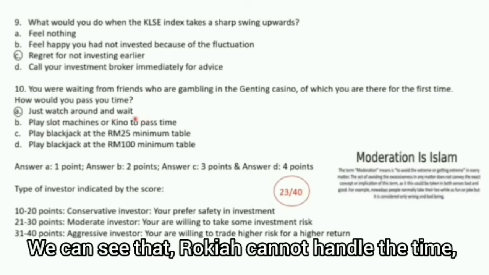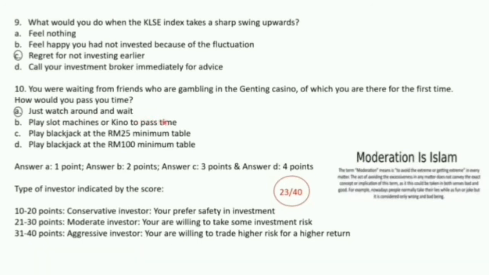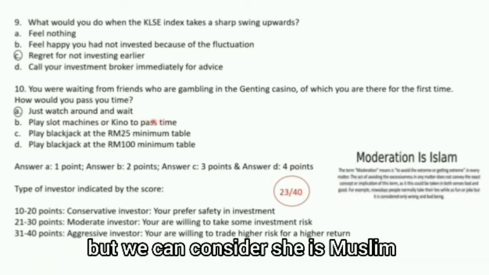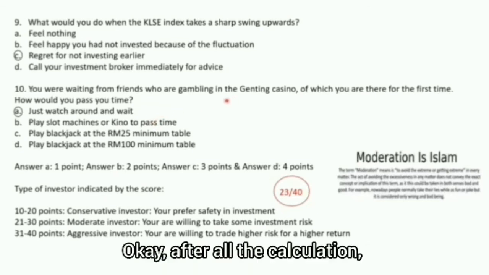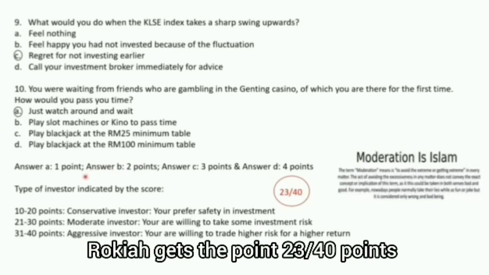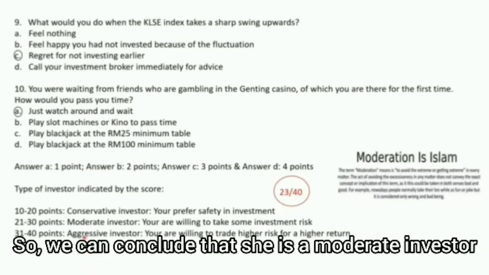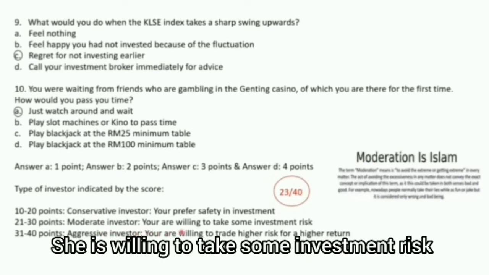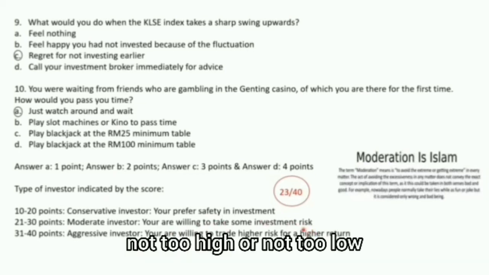We can see that Rokia can handle the time, but we can consider she is a Muslim, so she cannot be involved in any gambling. Okay, after all the calculations, Rokia gets 23 points over 40 points. So we can conclude that she is a moderate investor. She is willing to take some investment risk, not too high and not too low.